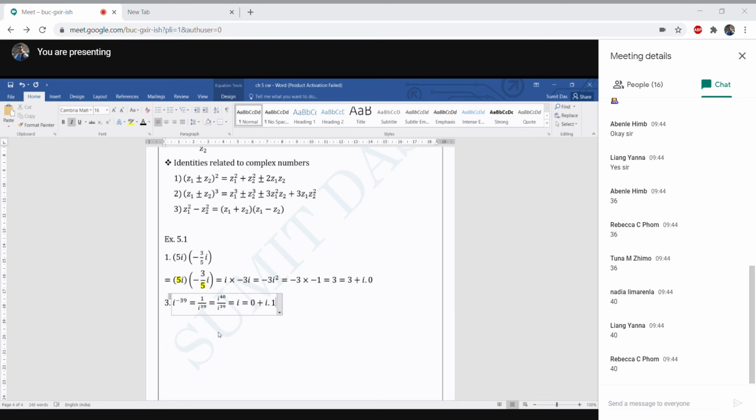Look, in questions 1 to 10 it is asked that you have to write in a plus ib form, right? So whenever you get the answer, you have to write like this: 0 plus i into 1. Similarly, 3 plus i into 0. Okay, let me do some difficult questions.